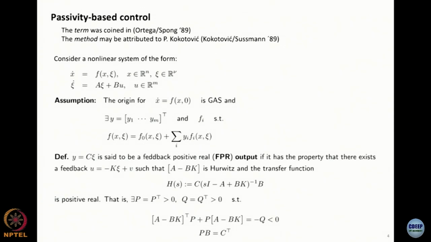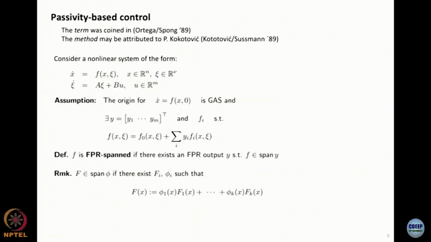Now, what does it mean, a feedback positive real output? Well, there are a lot of definitions, and it's a bit hard to read the paper, but it's a very important paper. So they call this feedback positive real output. Essentially, it's an output such that you can write this nonlinearity like that. So they say in general terms, if f belongs to the span of y, so basically y is a vector of outputs, right? There is yi here, so it's a vector of outputs.